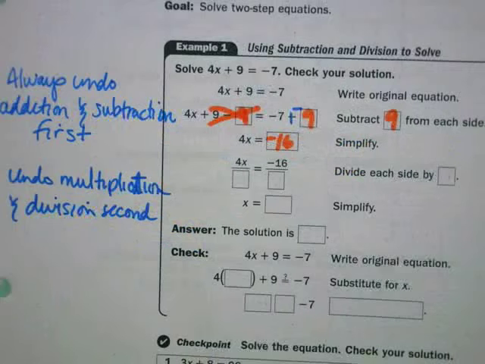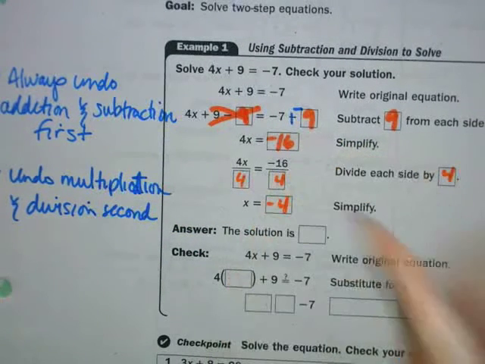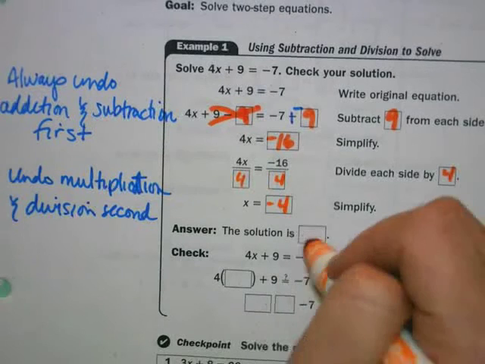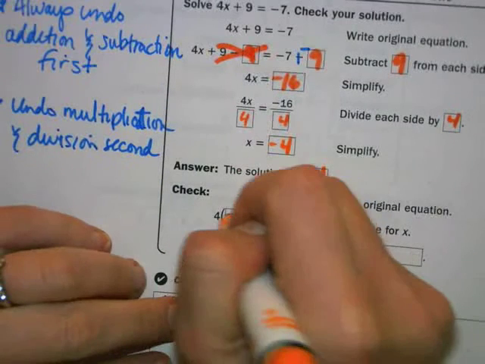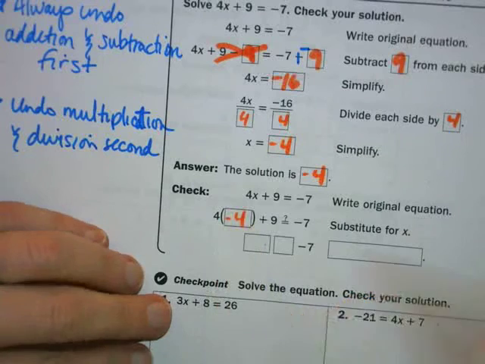And we're going to plug it back in to check it. So another bonus of this unit is you get to check all these problems and make sure that they are correct. Okay, so we plug negative 4 back in. And negative 4 times 4 is negative 16. They didn't leave us a lot of room here, so we're going to put that there. And then negative 16 plus 9 is negative 7. It checks.